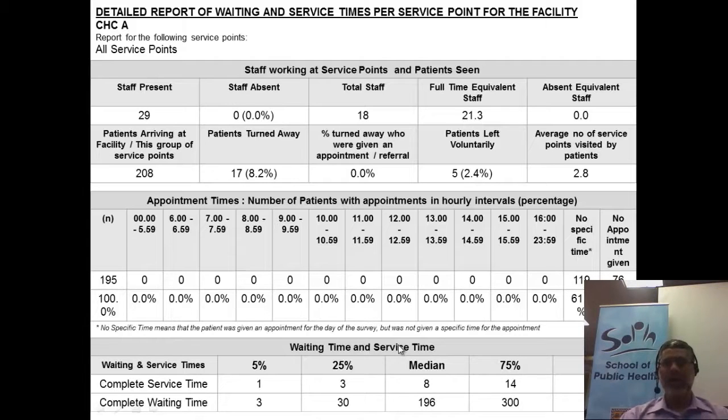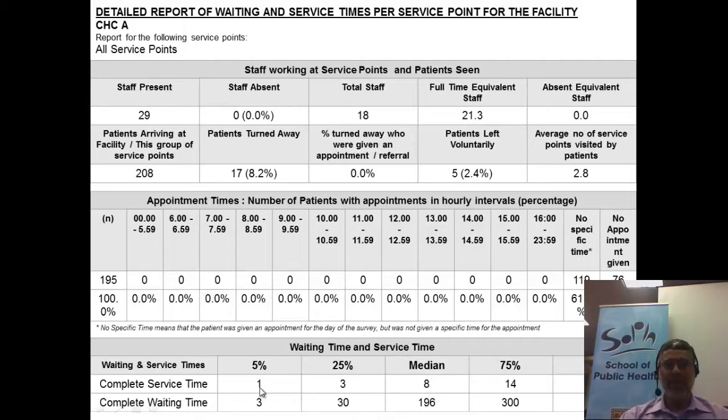Here we're looking at the waiting and the service time. The bottom row, the waiting time, we can see that on median, the patients who attend Community Health Center A wait 196 minutes, or just over 3¼ hours. And for that time, on median, they get a complete service time of 8 minutes.